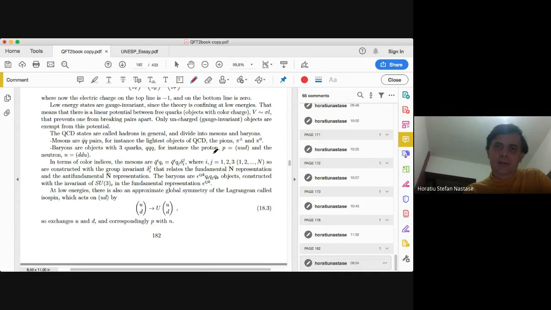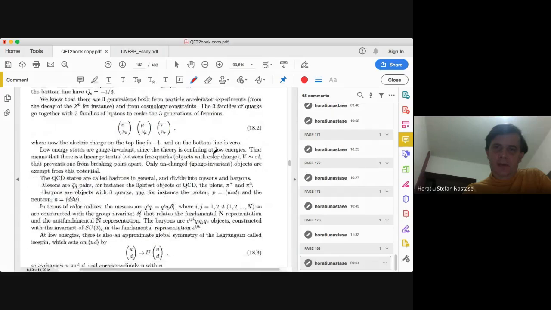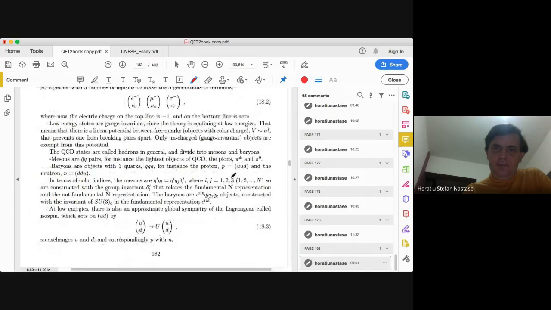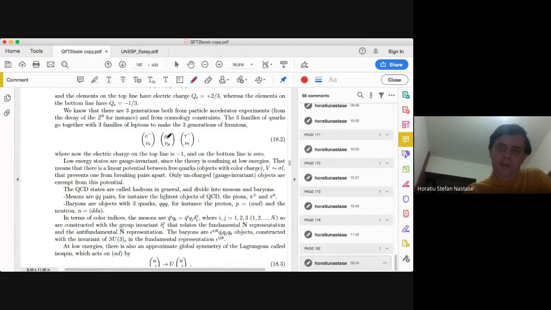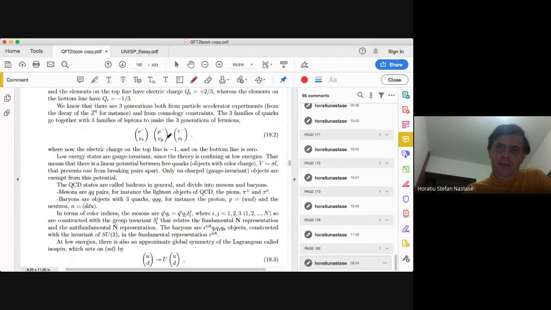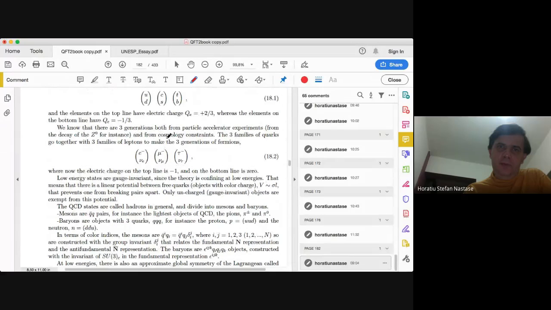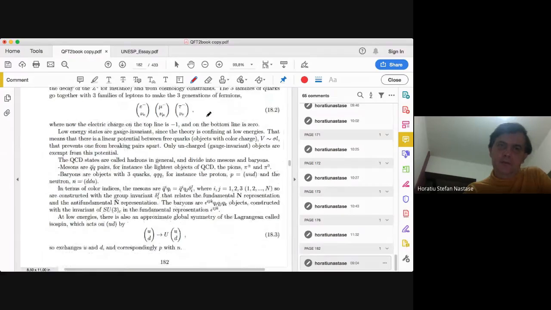If you have up, up, down, the charge would be 4/3 minus 1/3, that's +1. And if you have down, down, up, you have minus 2/3 plus 2/3, 0. So that's a neutron.